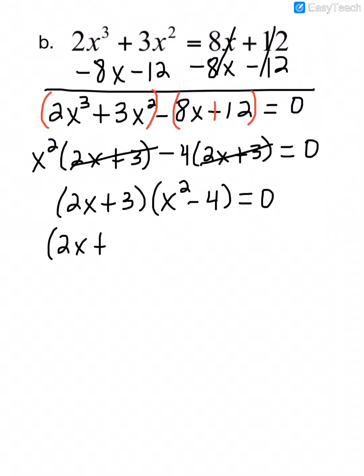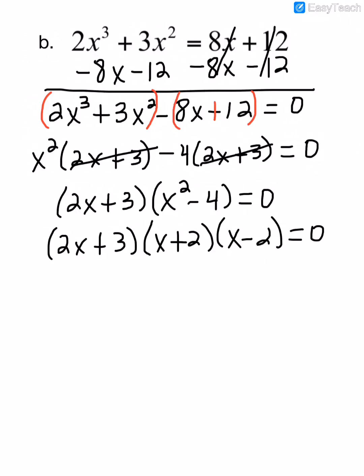Alright, so I have 2x plus 3, and then that x squared minus 4 is a difference of perfect squares, so that would factor into x plus 2, x minus 2. Alright, so now it is completely factored. I can't factor any farther, so I will take each factor and set it equal to 0.